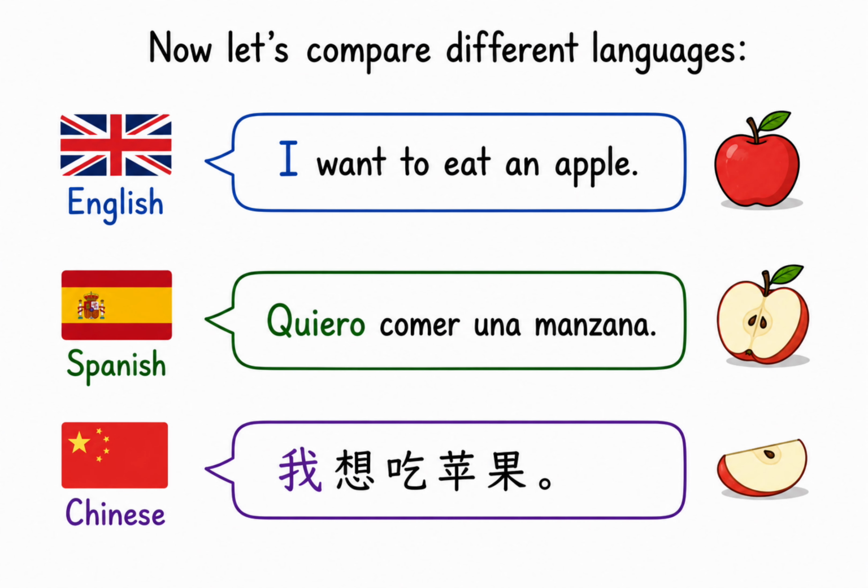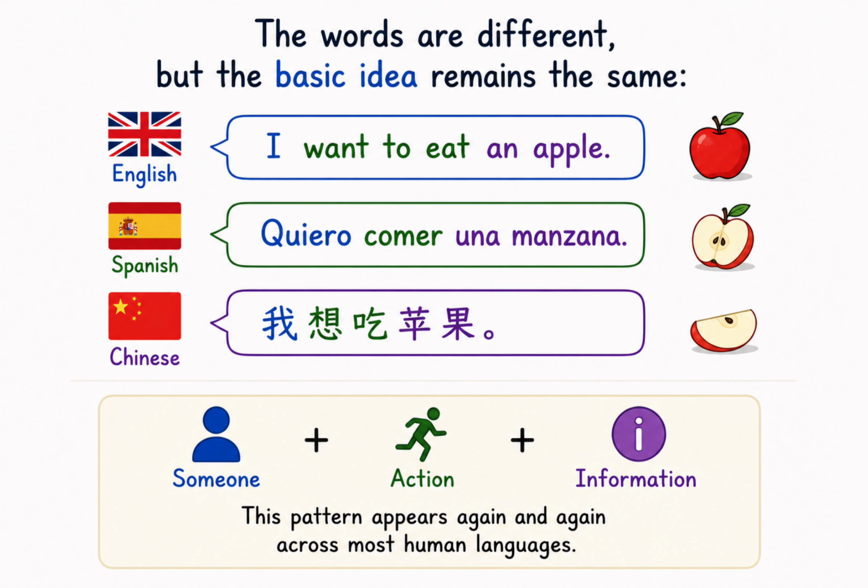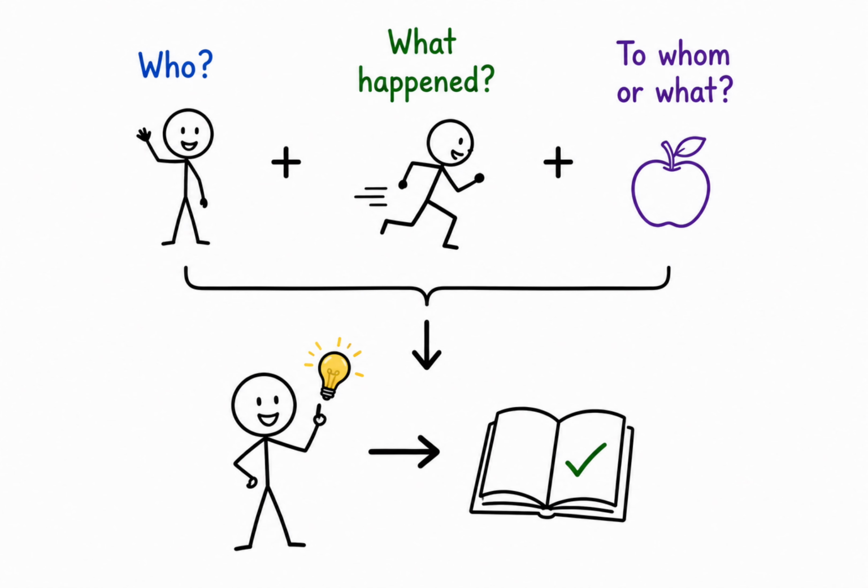Now let's compare different languages. English. I want to eat an apple. Spanish. Quiero comer una manzana. Chinese. 我想吃苹果. The words are completely different, but the basic idea remains the same. Someone plus action plus information. This pattern appears again and again across most human languages. Different languages may arrange the words differently, but they all need a way to answer three basic questions. Who? What happened? To whom or what? Once you understand this, learning a new language becomes much less mysterious. You're not learning an entirely new way of thinking. You're simply learning a different code for expressing the same human ideas.